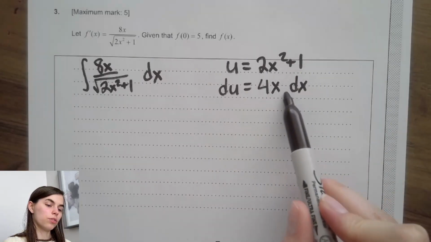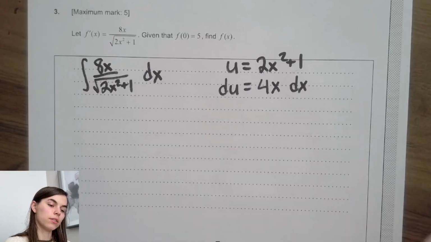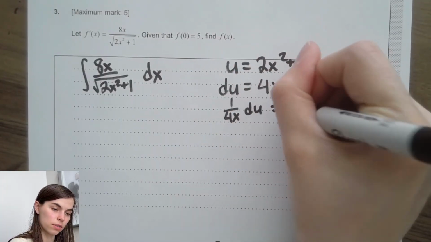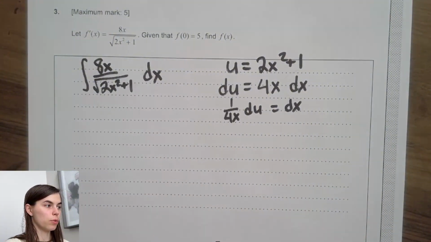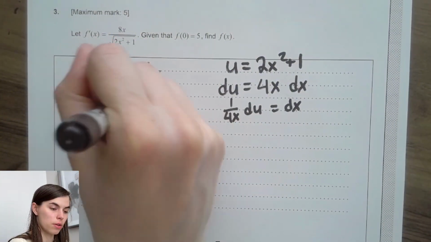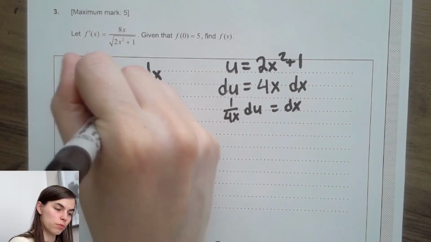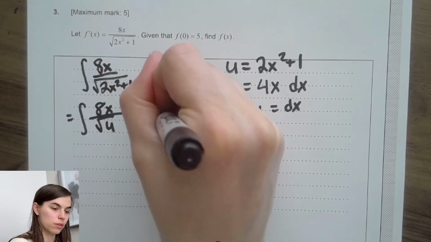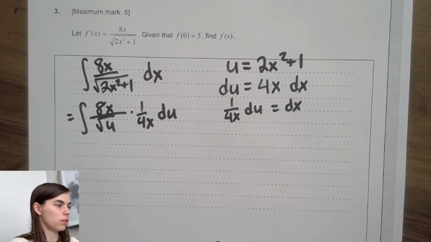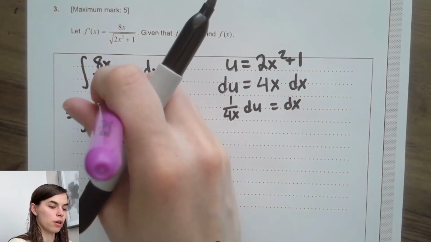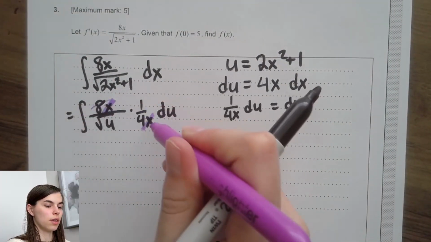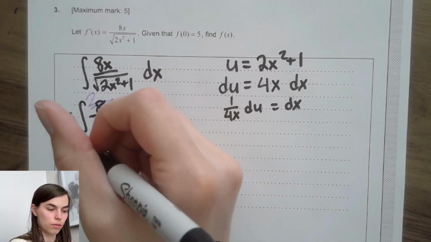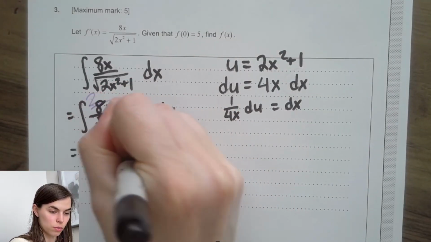So let's solve this for dx so we can substitute in for dx here. This is going to be 1 over 4x du equal to dx. Then let's substitute things back in terms of u. We're going to leave the 8x the same for now, over square root of u. dx is 1 over 4x du. Now we have some things we can cancel out. x on the bottom and x on the top, and we can simplify the 8 and the 4, that's a 2. So it's the antiderivative of 2 over square root of u du.